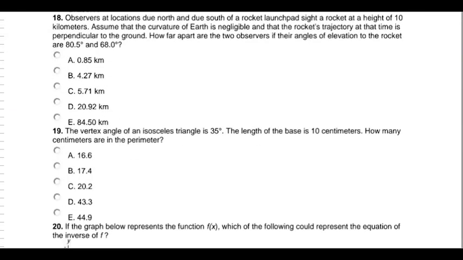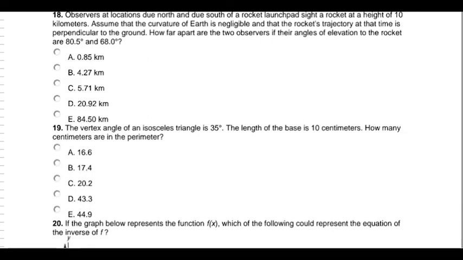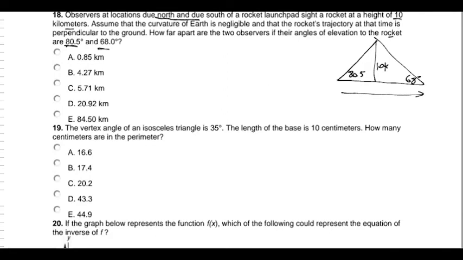On to 18. Observers at locations due north and due south, so they're in opposite directions. They sight a rocket which is 10 kilometers high. So they're at two different angles of elevation, 80.5 and 68 degrees. So let's sketch it out. So it'll be like this. So one is steeper than the other, 80.5 and 68. So just draw a sketch always. So that's 10 kilometers high. Alright, so we want to find the distance between the two observers.